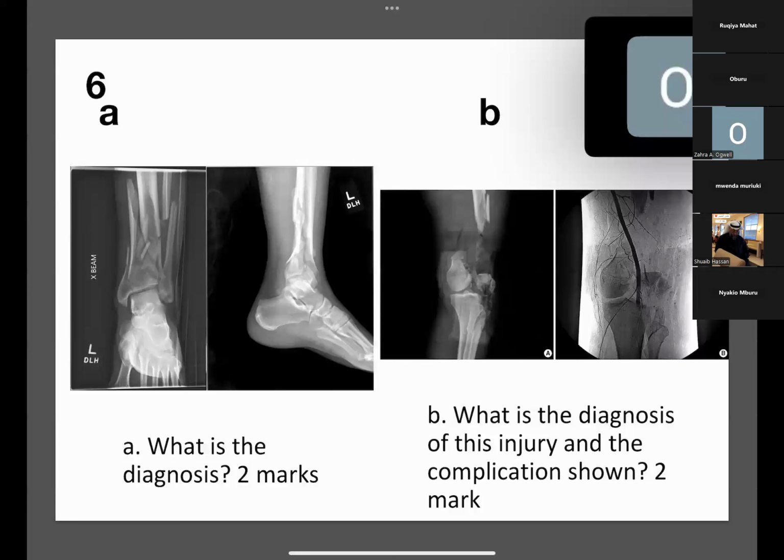Diagnosis in 6A? Fracture of the tibia and the fibula. Yeah, but it has a specific fracture, because if you say fracture of the tibia and the fibula, it doesn't quite portray the way it's supposed to be portrayed. So it has a specific name. So what is the diagnosis? Pylon. This is a pylon fracture, okay? So a pylon fracture is a fracture that involves the distal aspect of the tibia. You can clearly see.